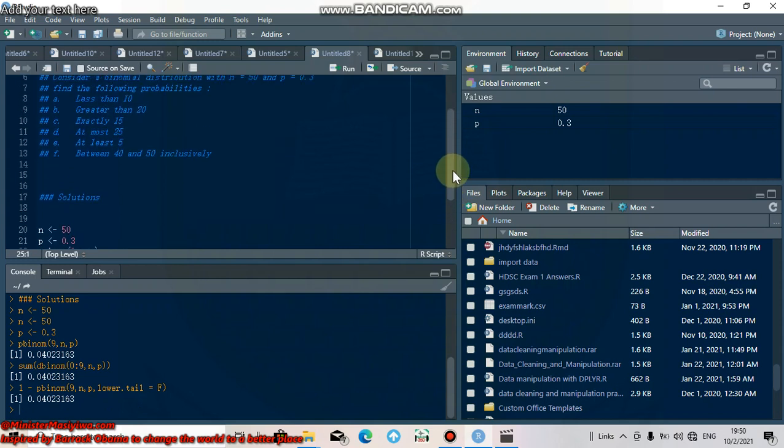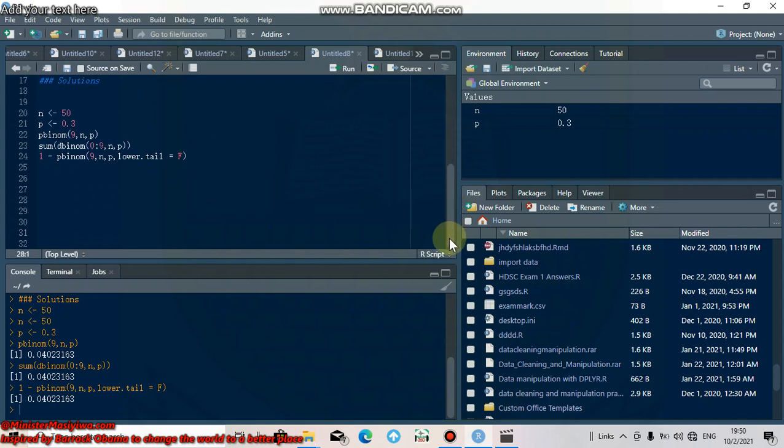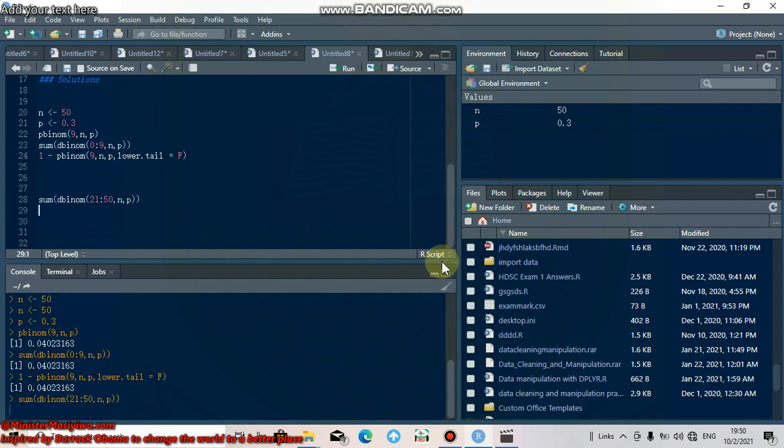Then secondly, greater than 20. We want to find the probability of greater than 20, right? So for greater than 20, what do we do? We are starting from 21 to 50. So we can use the sum of dbinom from 21 to 50, then we define our n and p. We run this. You see the probability, 0.04776384.